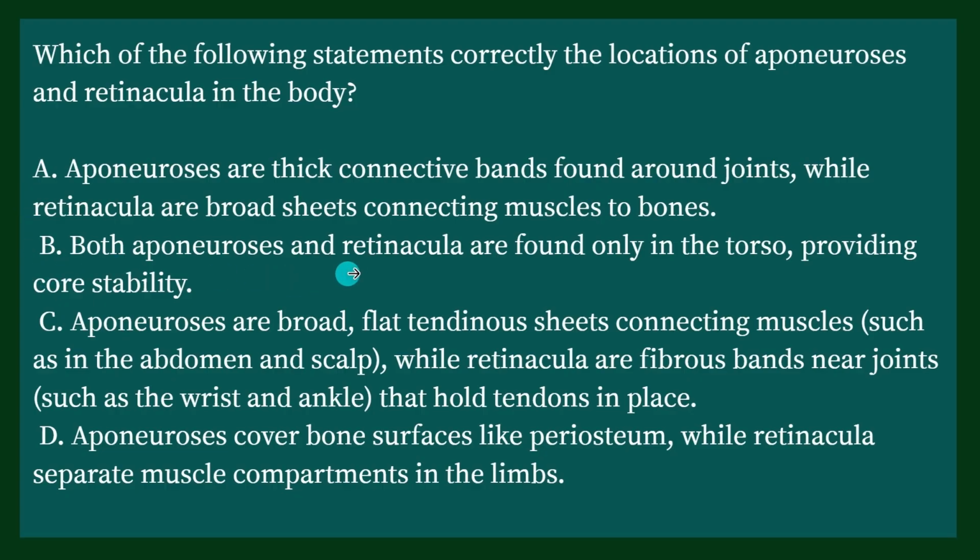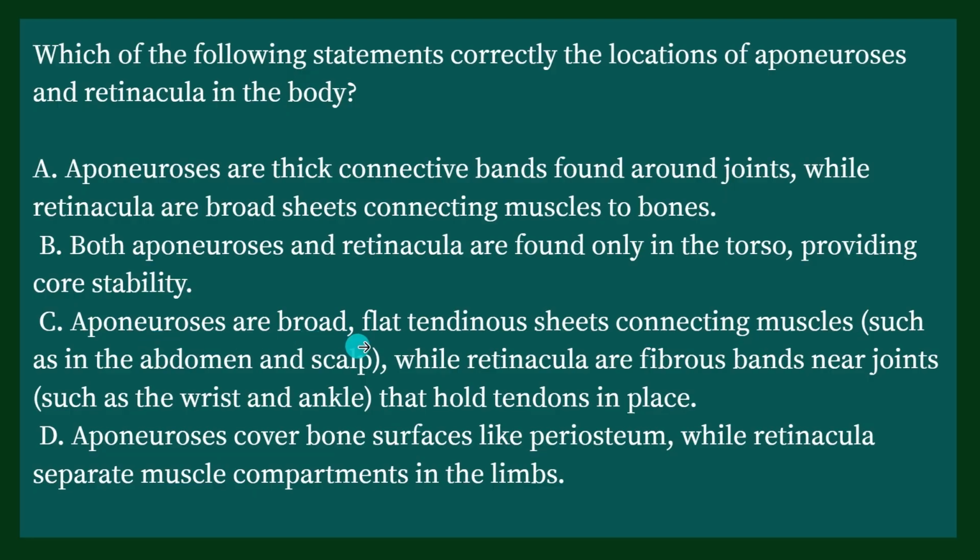B, both aponeuroses and retinacula are found only in the torso, providing core stability. So an aponeurosis is found not only in the torso, but it's also found on our feet. So for sure, that's not true. And retinacula, that's not true either.